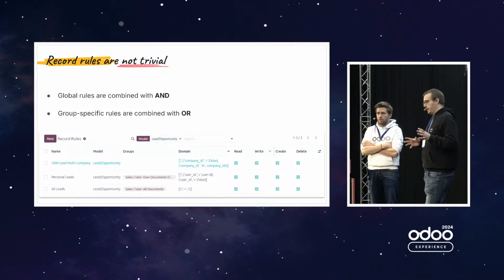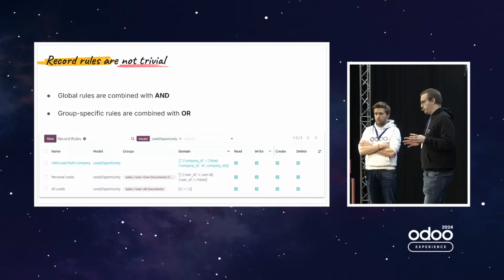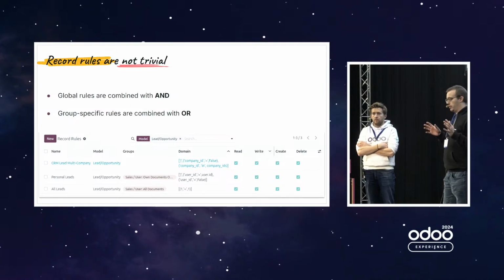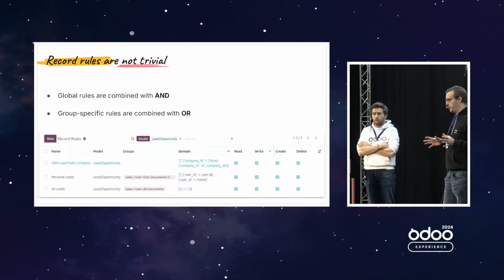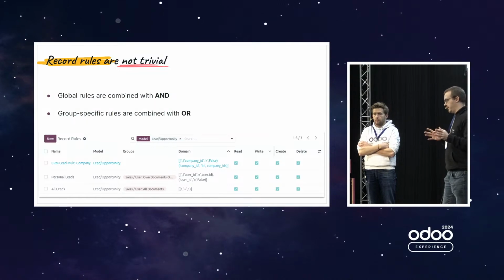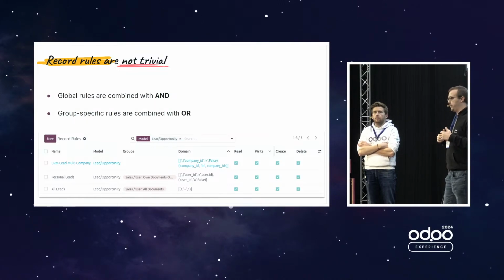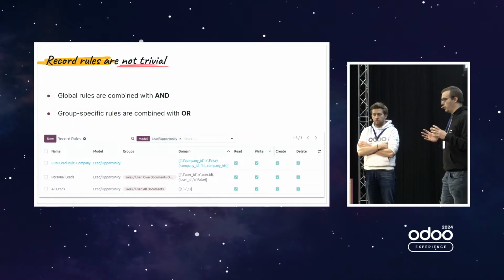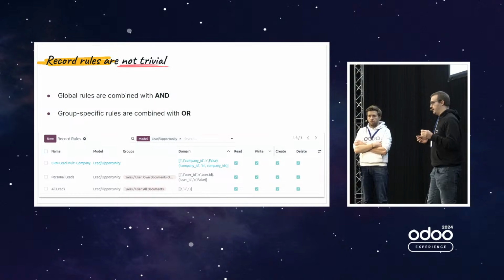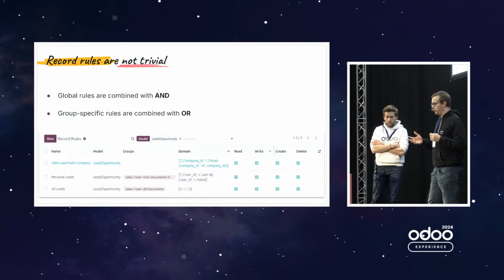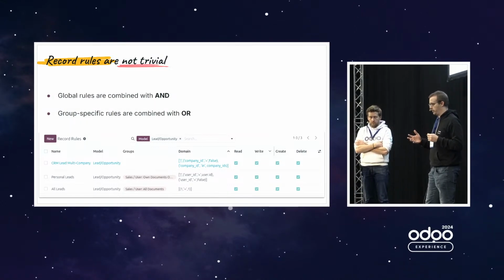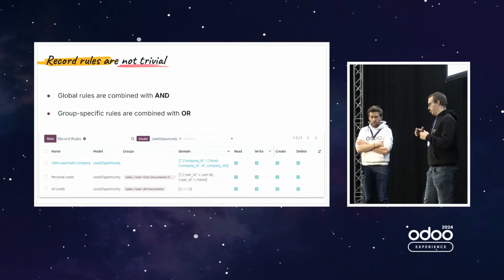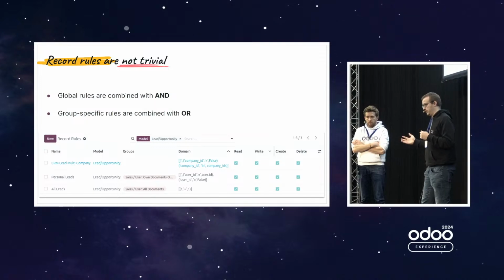I'll also remind you that these access rules are not trivial, so you need to take care when making them. First and foremost, the global rules are combined with an AND logic, and therefore you need to have all the global rules match in order to have access. On the other hand, the group-specific rules are combined with an OR, and that is simply because if you have multiple groups, you only need one of them to match to have access to the record. It makes sense: if an admin has the right to see his own leads and all the leads, he has access to all the leads, obviously.